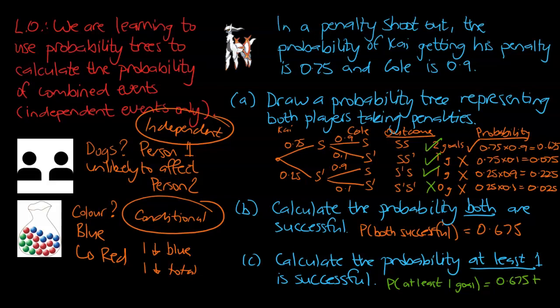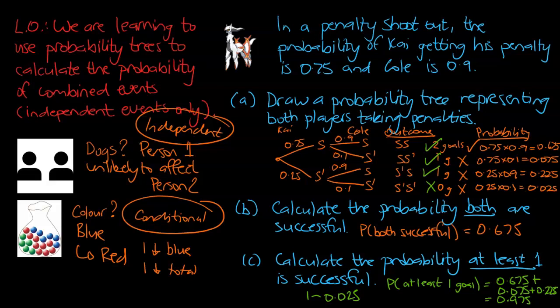0.675 plus 0.075 plus 0.225. And we do that on a calculator just to be sure. That comes to 0.975. You also could have calculated that by doing 1 minus 0.025, which is the only cross that we had there. That also would have got you to the same answer.